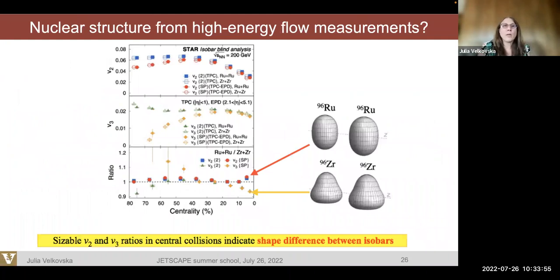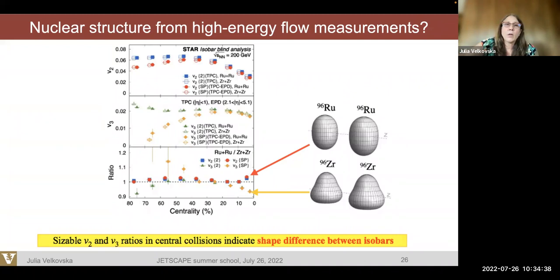Similarly, the STAR collaboration measured the flow V2 and V3 as a function of centrality in two different collision systems that are isobars. That means that they have the same number of nucleons, but a different number of protons and neutrons respectively. So both of these are 96: ruthenium and zirconium. The goal of this measurement was to study the chiral magnetic effect, basically to change the electric charge without changing the number of nucleons.